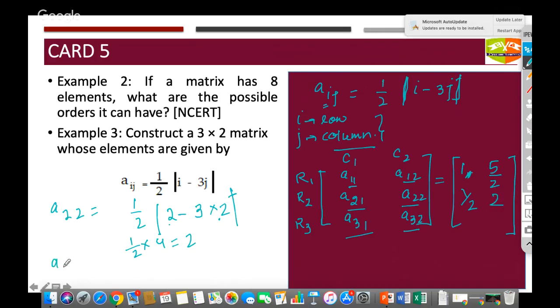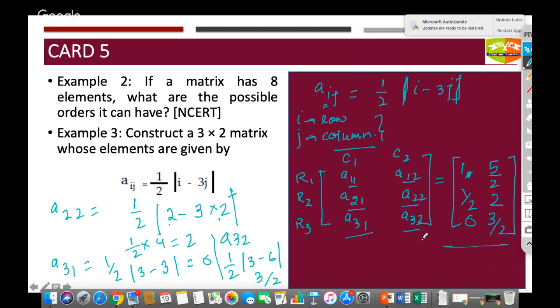Now let's go and find out A31. So this is 1 by 2, modulus of 3 minus 3. So this comes out to be 0. So this is 0. And now I'll find out A32. So this is nothing but 1 by 2, modulus of 3 minus 6. So this comes out to be 3 by 2. So this is 3 by 2. This is how you make a matrix.